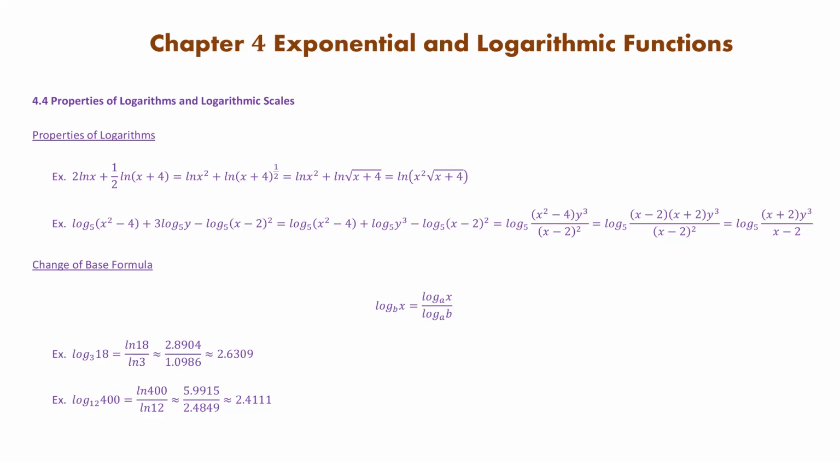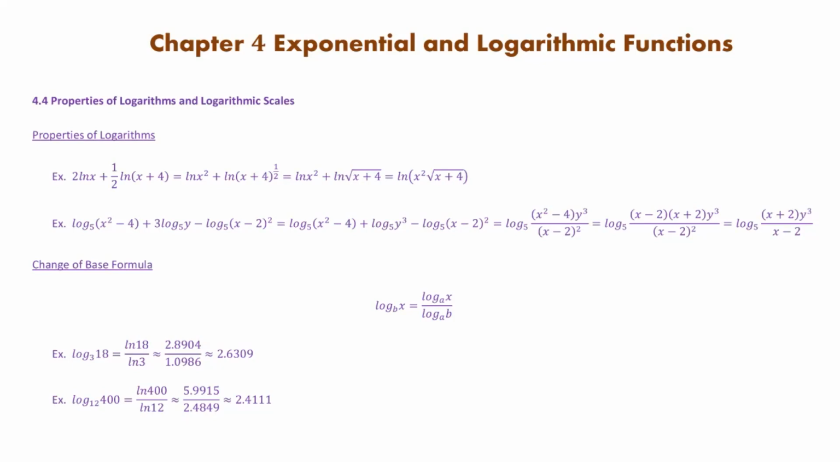So let's do 2 examples to show the use of the change of base formula. In the first example, we want to compute the logarithm of 18 base 3. We can rewrite it as natural log of 18 over natural log of 3. That means we use the base e for 18 and 3. Okay, and then you can find natural log of 18 is 2.8904, and natural log of 3 is 1.0986. And then if we divide these two numbers, you get 2.6309. Okay.